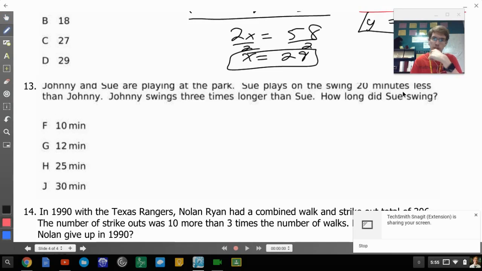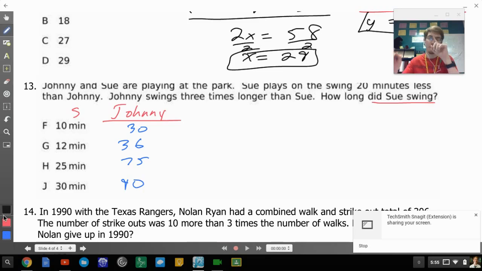All right, well, if this is how long did Sue swing, then here's Sue and here's Johnny. Notice there is no table for Johnny. Okay, well, let's see. Sue plays 20 minutes less than him. Oh, Johnny's 3 times longer, so this means he was on here 30. He was on here 36, 75, and 90. Okay, so see where I'm getting that from. Hang on just a second and just look at what I said. Johnny swings 3 times longer than Sue. So more or less, this times 3 gives you this one over here. Okay. Try to use my information a little bit.